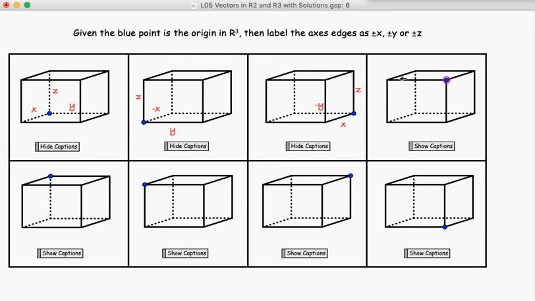This is heading to the left, so it's negative Y. That's coming straight down, so it's negative Z. Now let's look at this one here. And again, I forgot to mention, but feel free to pause so you can think about this on your own.